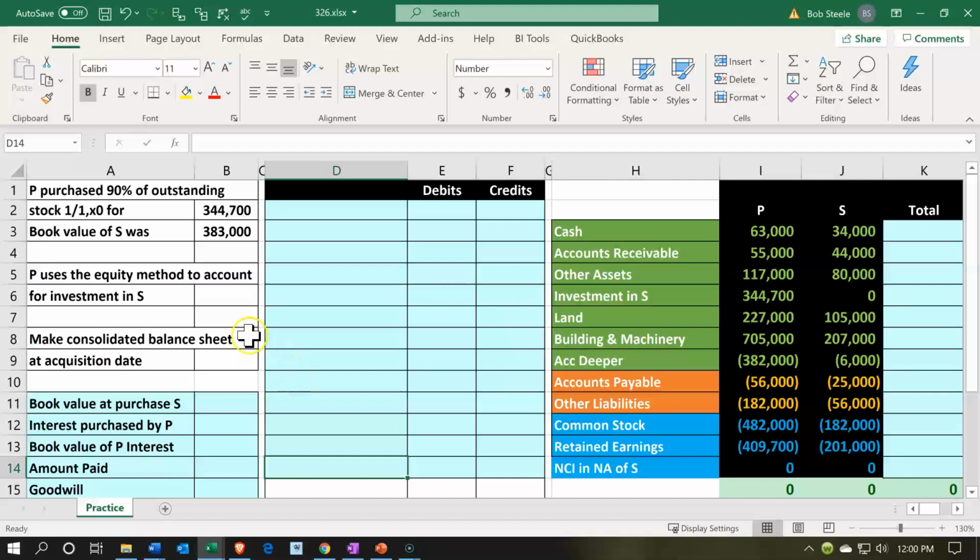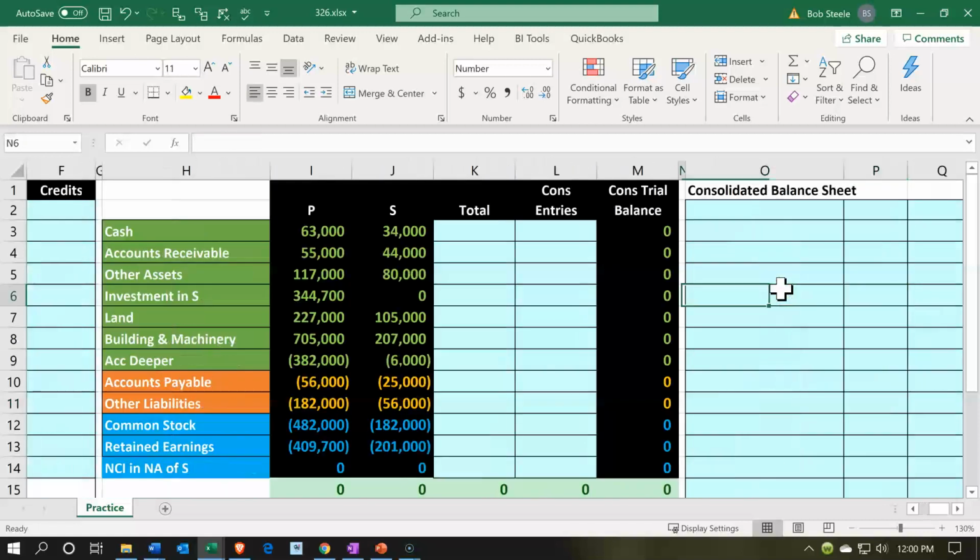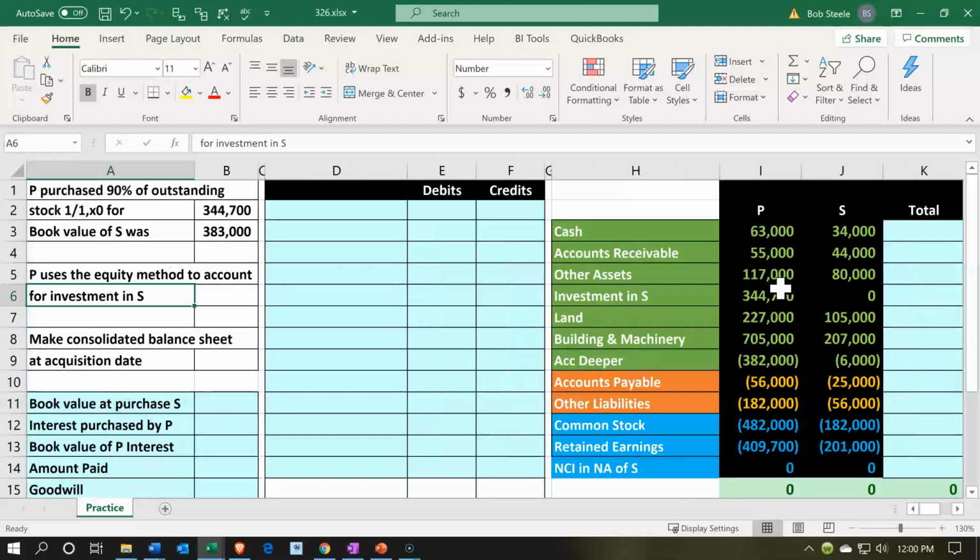Here we are in our Excel worksheet. We're going to have our information on the left-hand side. We're going to enter that information into the blue area on the right-hand side, including our consolidation entry, or elimination entry, and our worksheet for the consolidation, and then our balance sheet after the consolidation information, left-hand side.